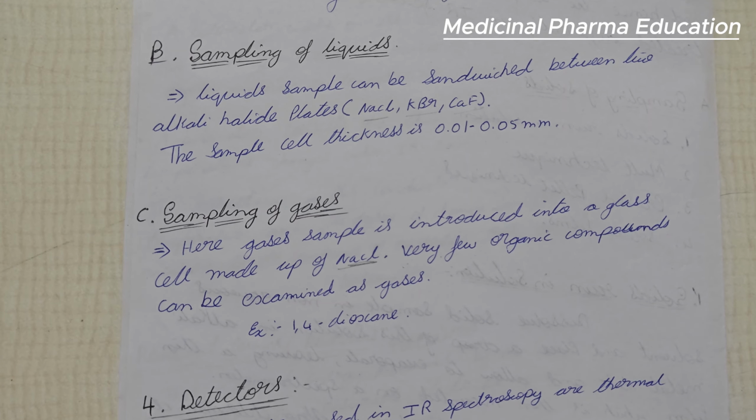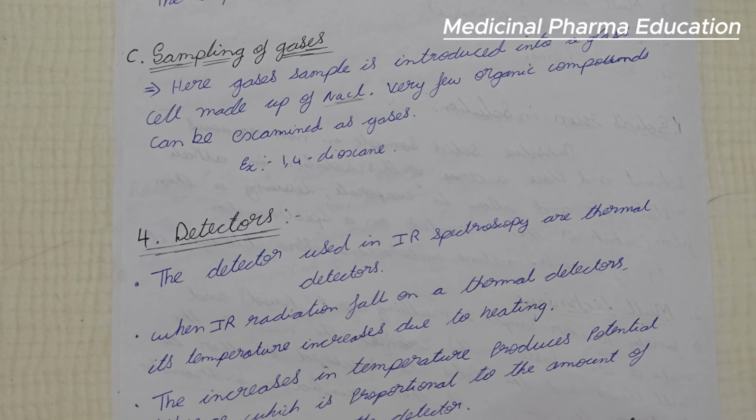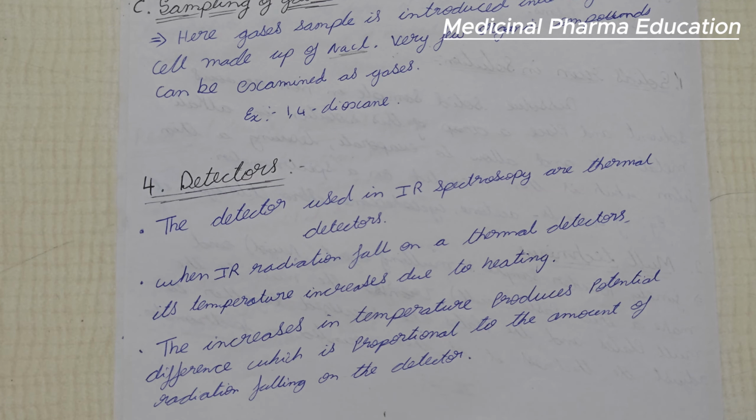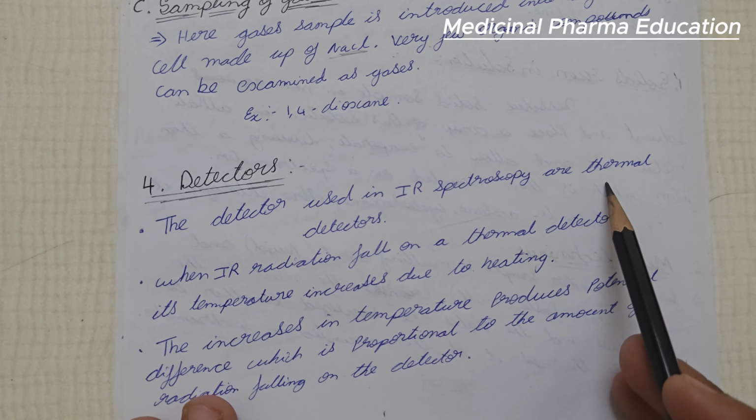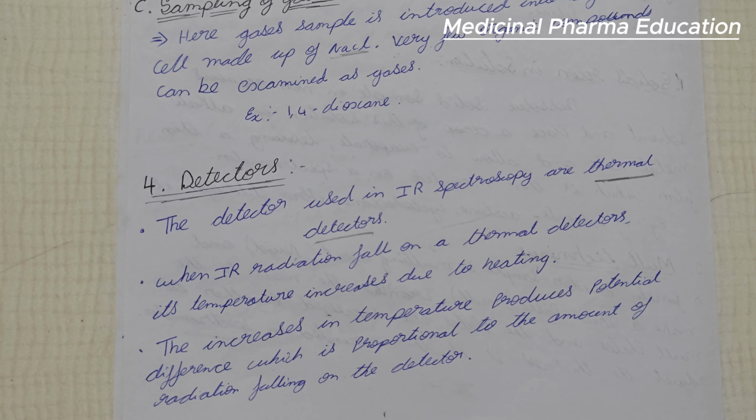And next, last but not least, the detectors. The detectors used in IR spectroscopy are thermal detectors. I already told you they are based upon the generation of heat, so they are also called thermal detectors. When IR radiation falls on a thermal detector, its temperature increases due to heating. The increase in the temperature produces a potential difference which is proportional to the amount of radiation that falls on the detector.